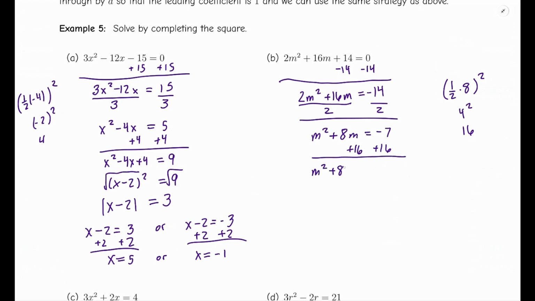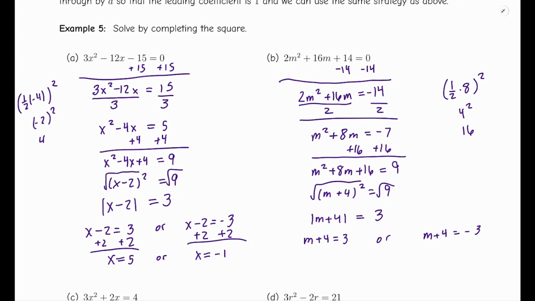We get m squared plus 8m plus 16 is equal to 9. Sorry. Then that factors into (m plus 4) squared equals 9. Take the square root of both sides. The absolute value of m plus 4 is equal to 3. m plus 4 is equal to 3, or m plus 4 is equal to negative 3. Subtract 4 from both sides. We get m equal to negative 1, or m is equal to negative 7.